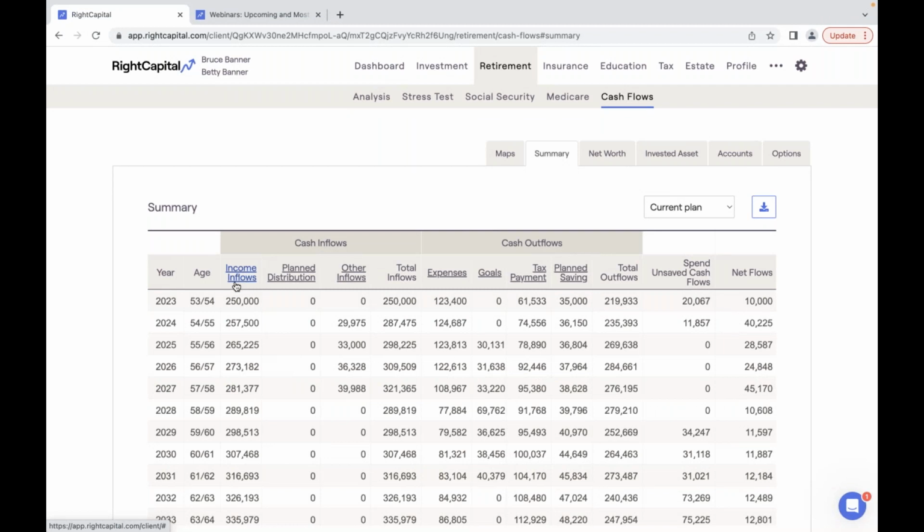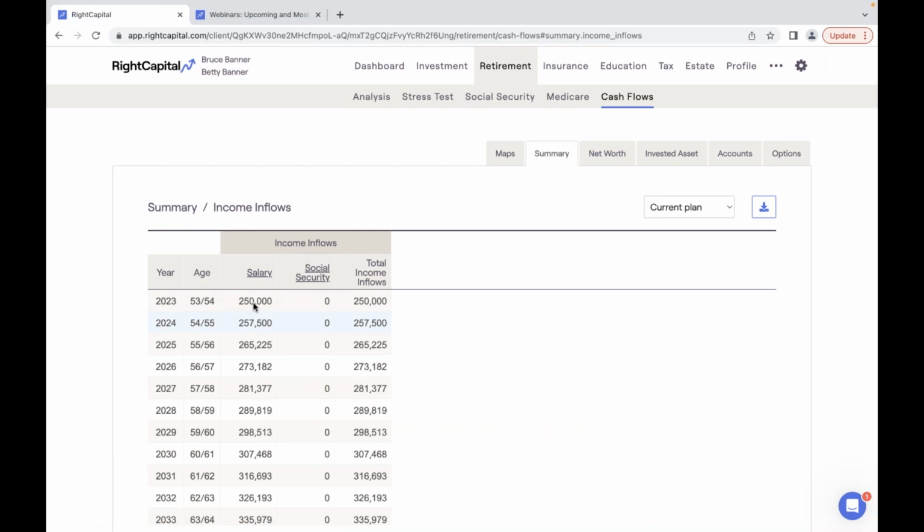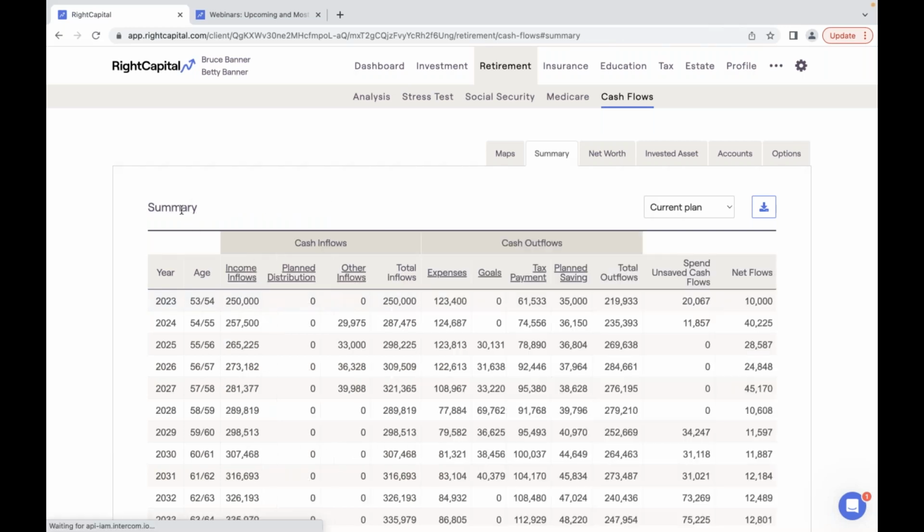If we wanted to know the makeup of any of these underlined headers, we can simply click into them to see, for example, the breakdown of salary or social security, or even further, the breakdown of salary for Betty and Bruce, as we analyze what's making up that total income that we see.